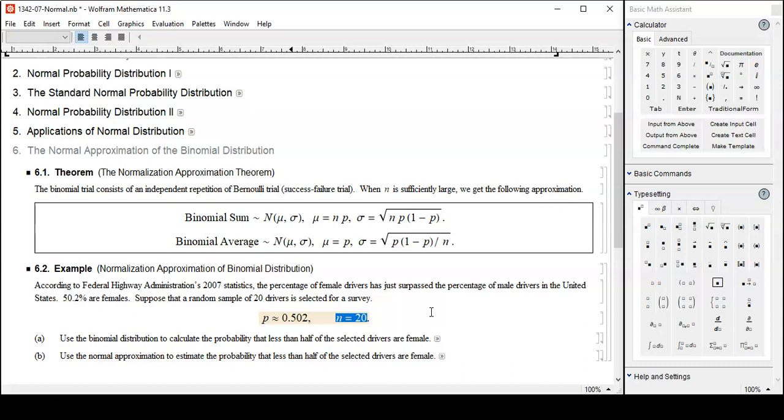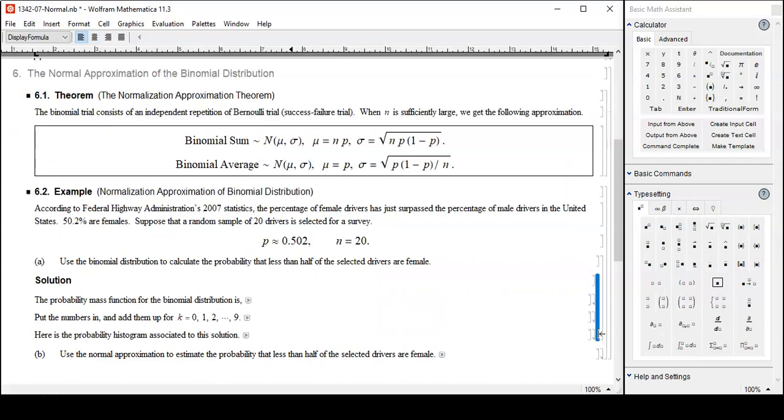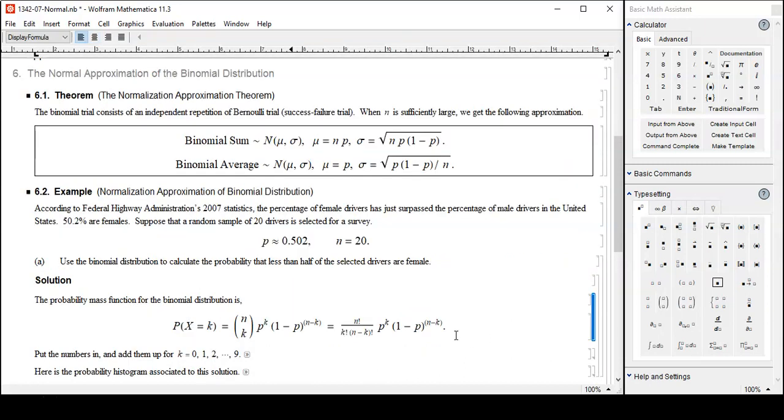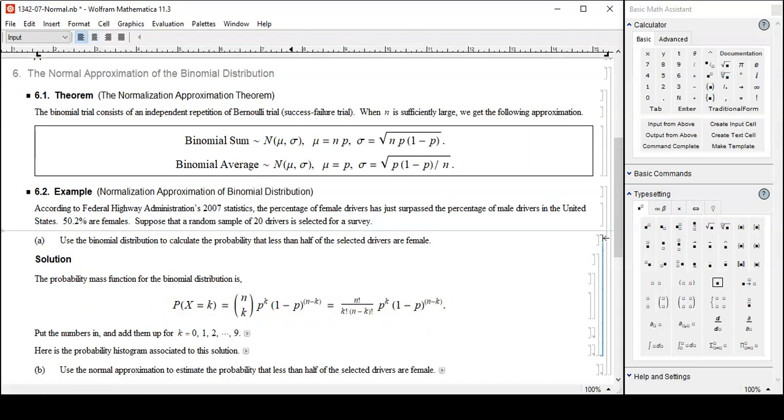Part A, use the binomial distribution to calculate the probability that less than half the selected drivers are female. Less than half the selected drivers are female. So what do you mean by that? Less than 10 drivers. You see, half of 20 is 10, so less than 10 drivers are female. Here's a formula that everybody should remember. Maybe not precisely, but record it somewhere and then remember to bring it back.